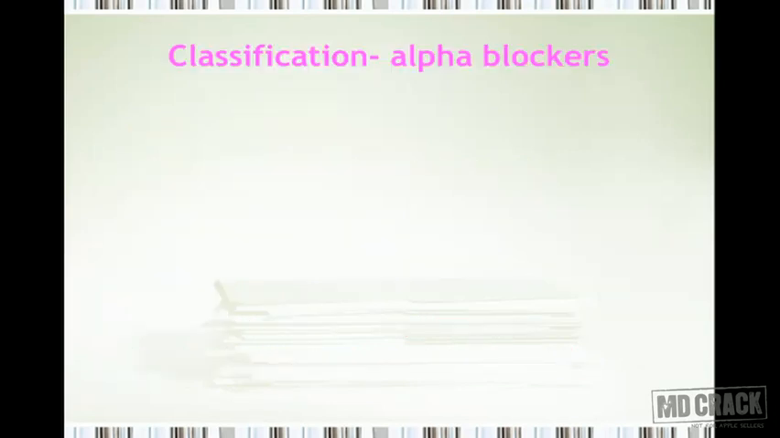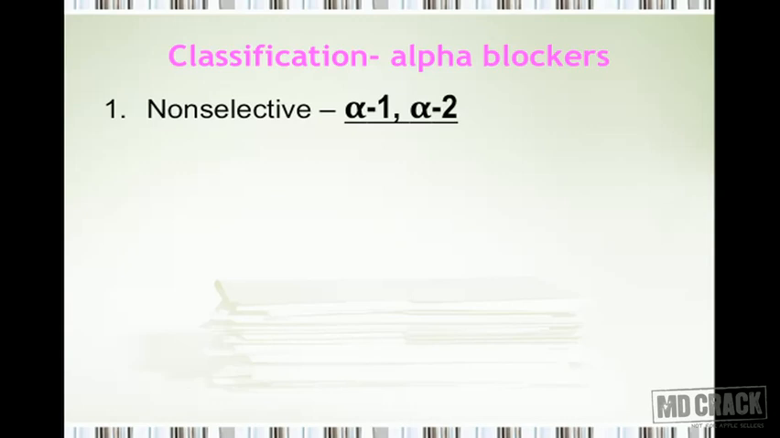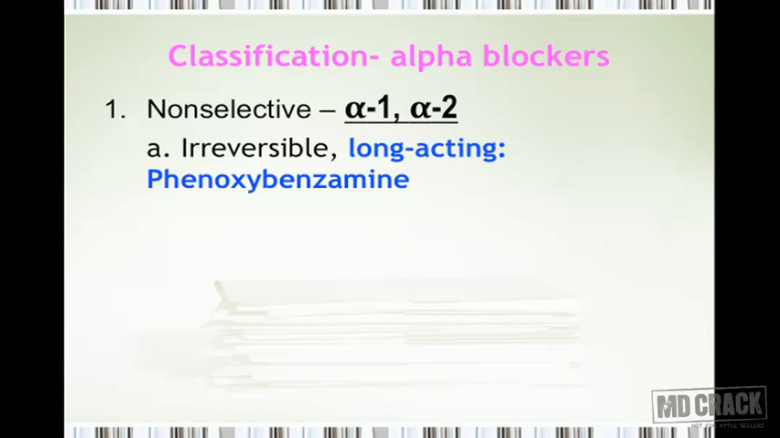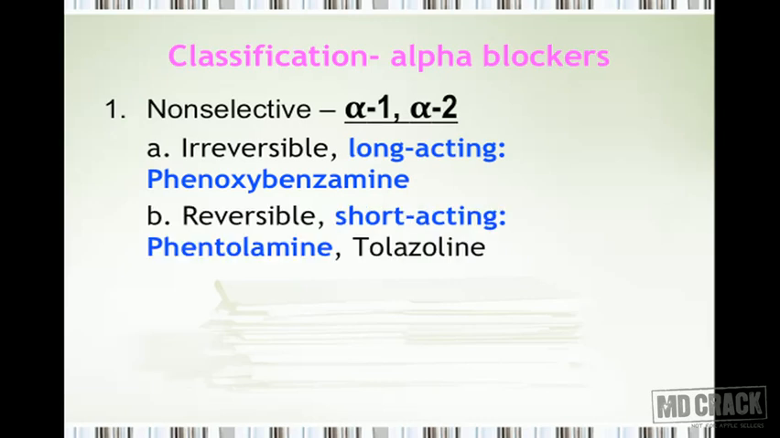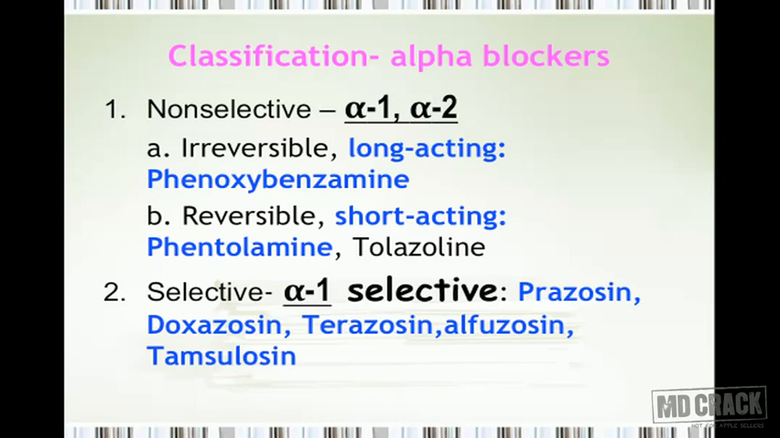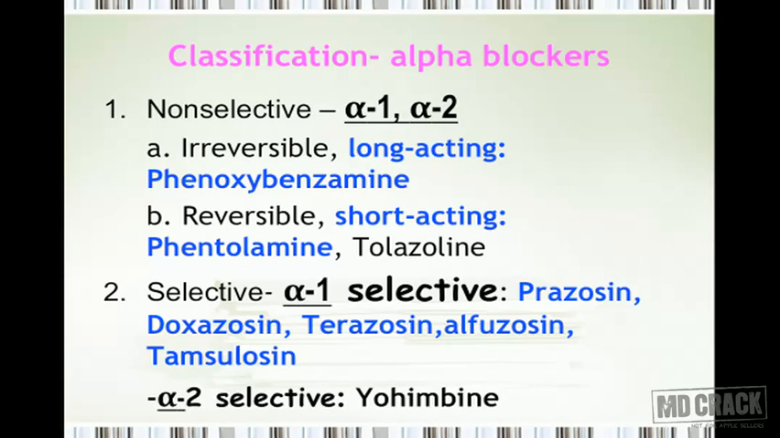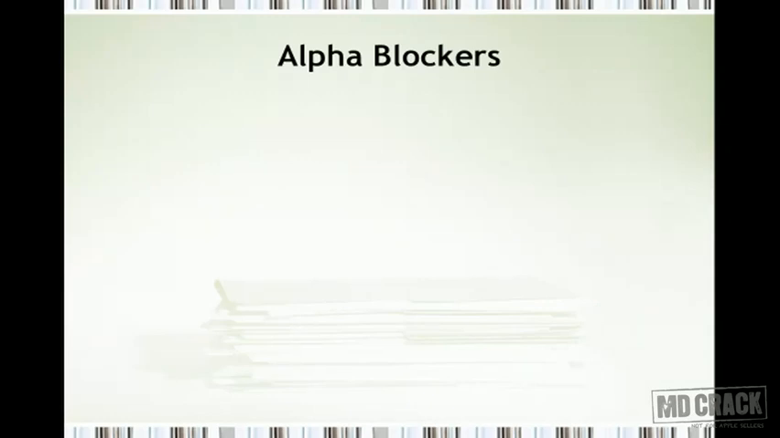Let's classify alpha blockers. Let's have a look at the slide. There are non-selective alpha blockers which block alpha-1 as well as alpha-2 receptors, which could be irreversible, that's long-acting. An example is phenoxybenzamine. I would like to remind you of phenoxybenzamine as an example of non-competitive inhibition. The second group is reversible, that's short-acting. A very important short-acting drug is phentolamine, and along with it, tolazoline. Coming to the selective, that's alpha-1 selective blockers, you have prazosin, doxazosin, terazosin, and the newer ones, alfuzosin and tamsulosin. There is also an alpha-2 selective blocker called yohimbine.